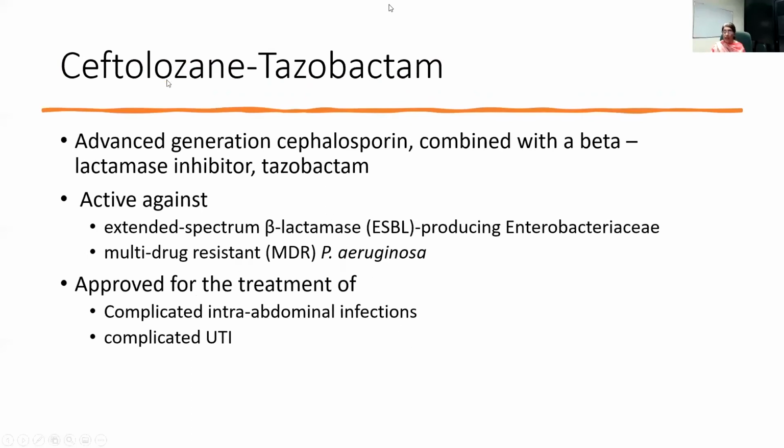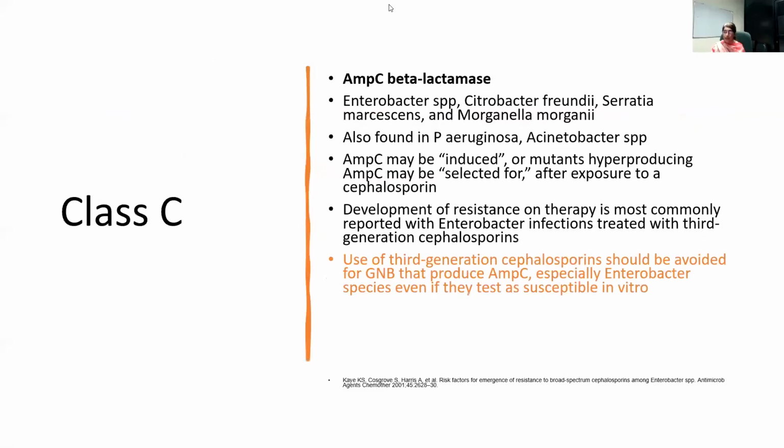Another beta-lactam beta-lactamase inhibitor combination is ceftolozane-tazobactam, an advanced generation cephalosporin combined with the beta-lactamase inhibitor tazobactam. It is active against ESBL-producing Enterobacteriaceae and drug-resistant Pseudomonas aeruginosa, approved for the treatment of complicated intra-abdominal infections and complicated UTI. And then we move on to the class C beta-lactamases, which are basically AmpC beta-lactamases.